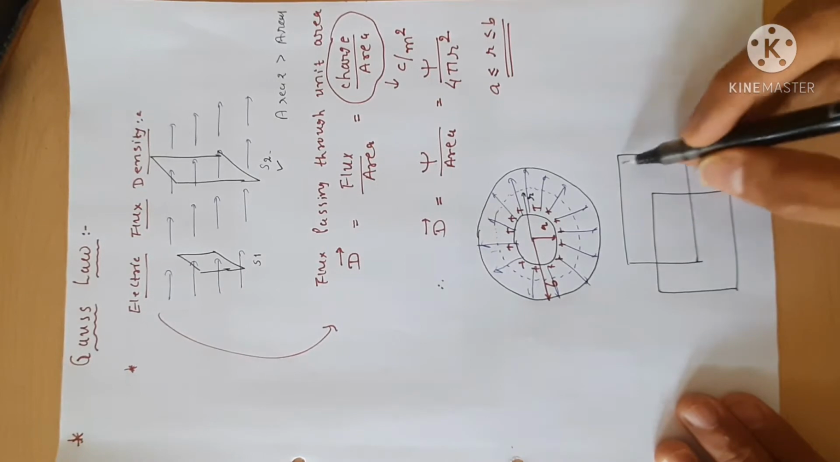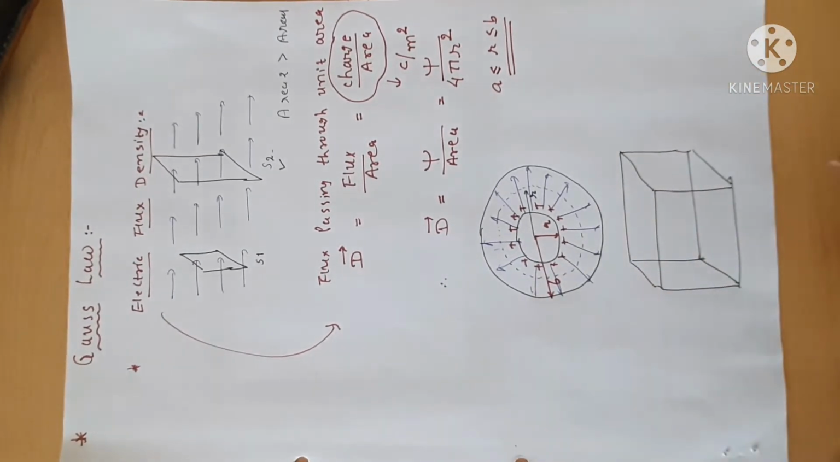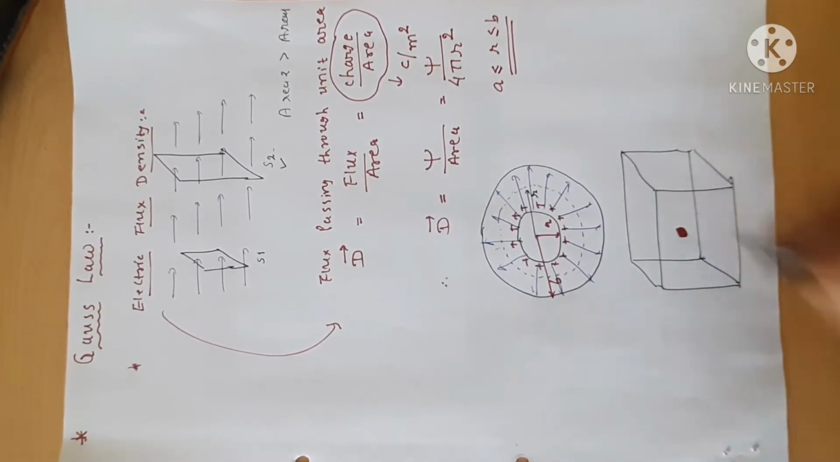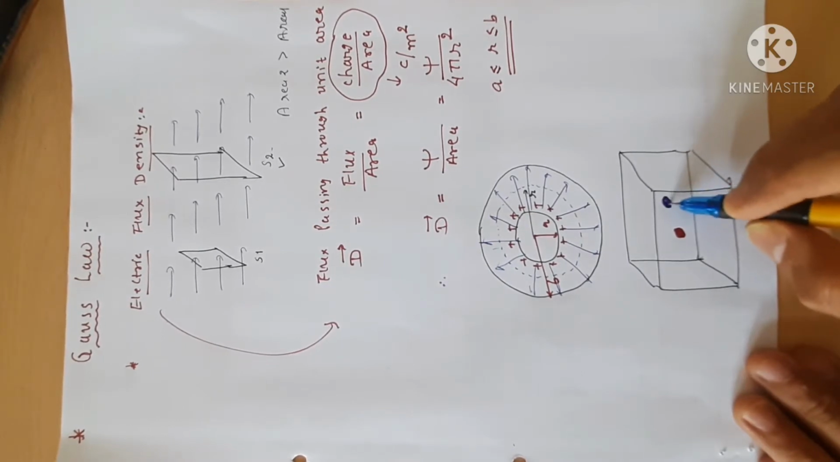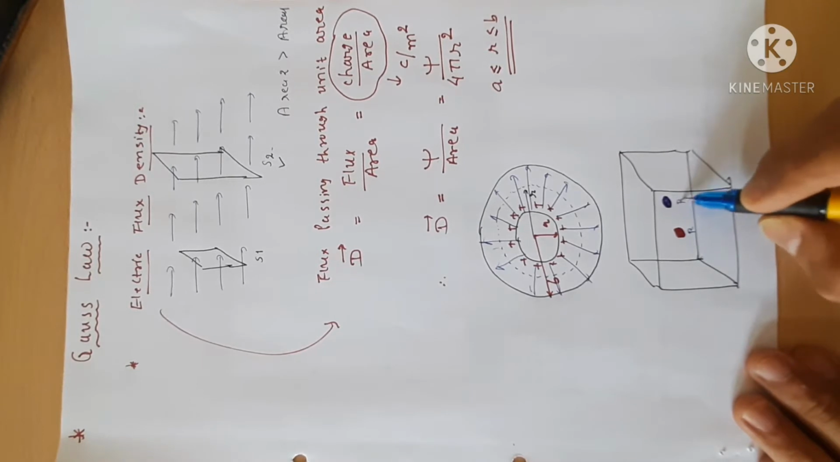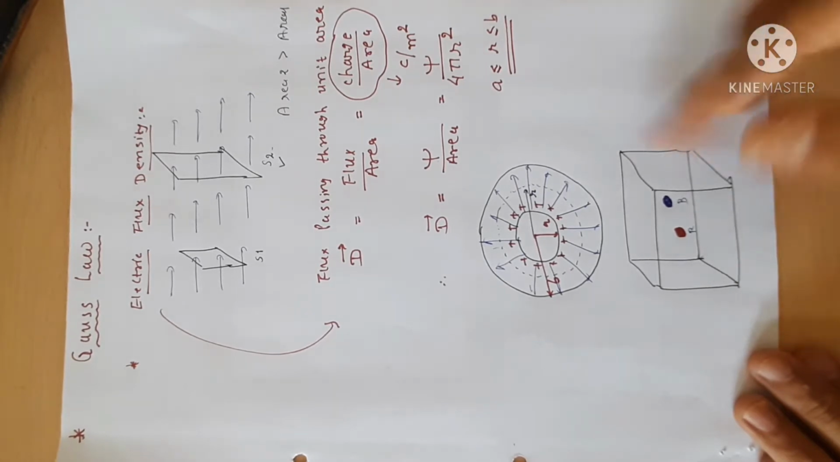Okay, so just assume that there are two bulbs present inside the cube: first a red bulb and second a blue bulb. Both bulbs are on. So how much light is coming out from this cube?